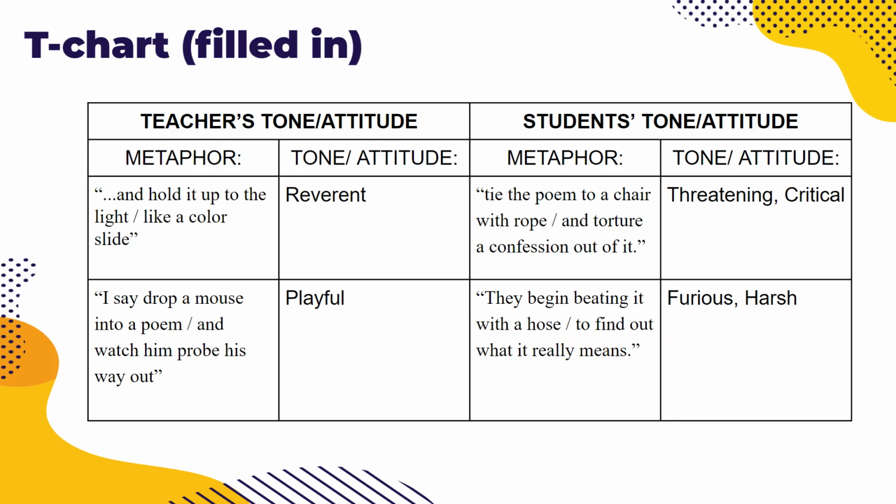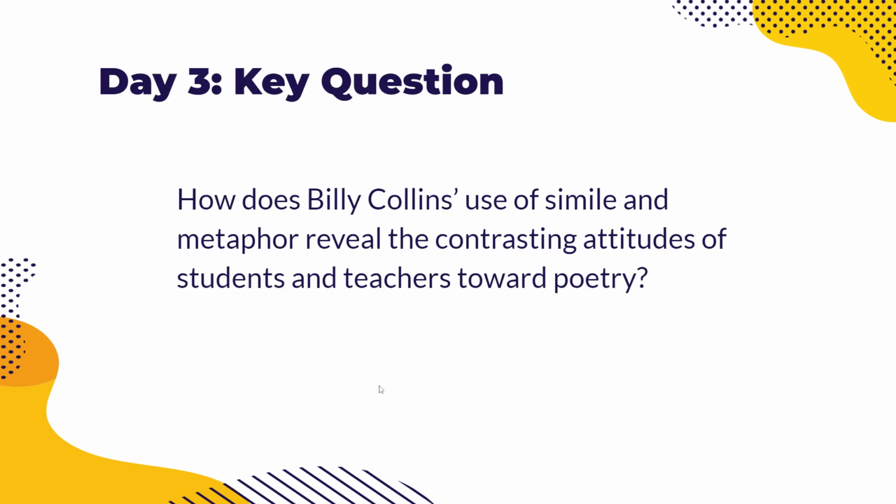Take a moment now to get out the T chart that you and your partner filled in yesterday. You should now have a complete chart of the metaphors in the first half of the poem that convey the teacher's attitude toward poetry, and the metaphors in the second part of the poem that convey the student's attitude toward poetry. Now that we have collected our evidence and analyzed the attitude that we see conveyed in each piece, it is time to move on to the next step. We are going to write about it.